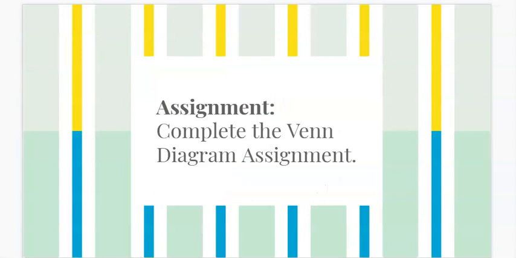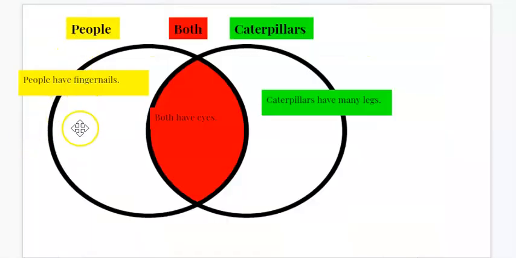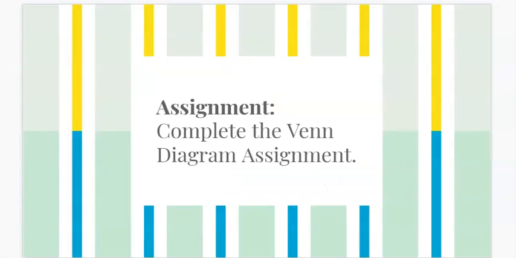Now that I've modeled the Venn diagram, you're going to complete your own. Your assignment will be to complete the Venn diagram. You're going to tell me something that only people have, something that only caterpillars have or do, and something that they both can do. And that concludes your assignment for science.